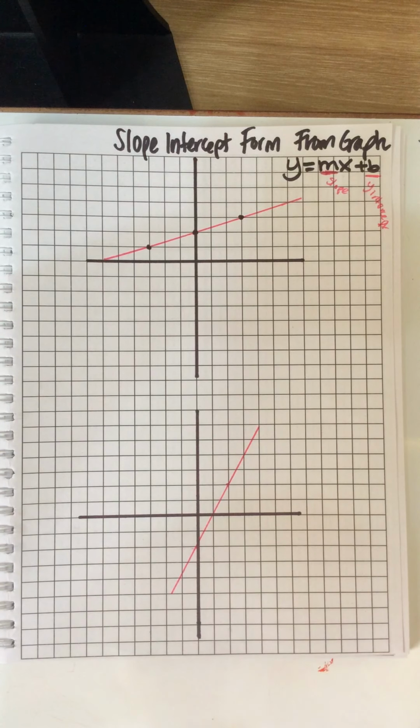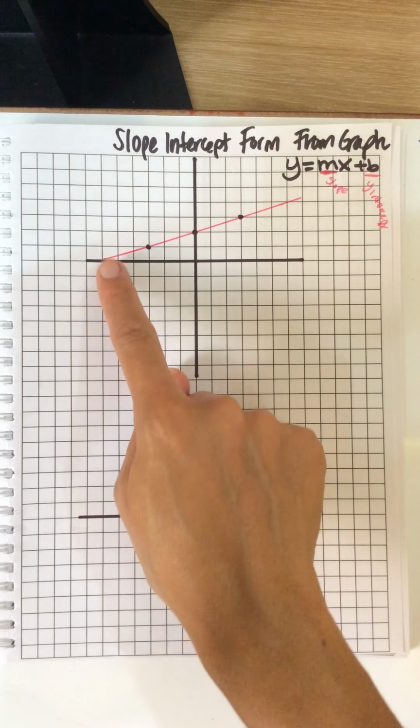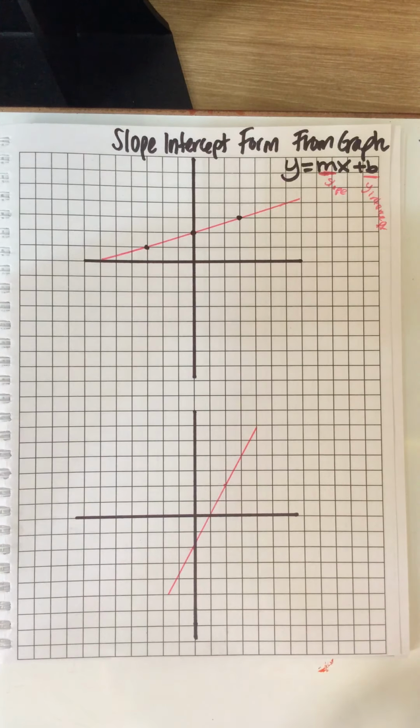So in the last video, you were given different kinds of sentences or scenarios or points to write the slope-intercept form, y equals mx plus b. Today you're going to be given lines, and you have to write that equation from the graph. So let's do this together.